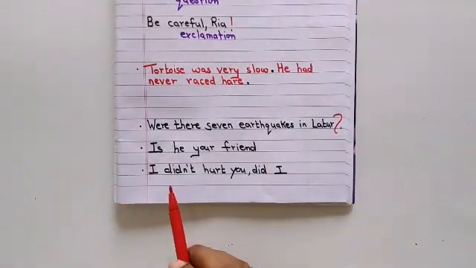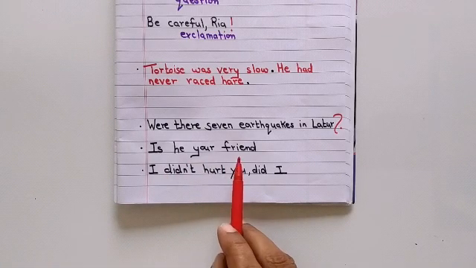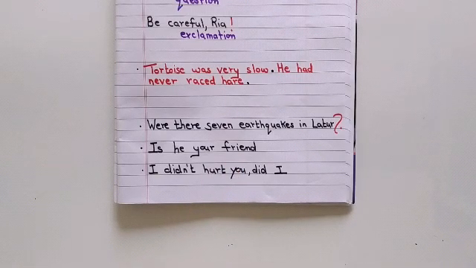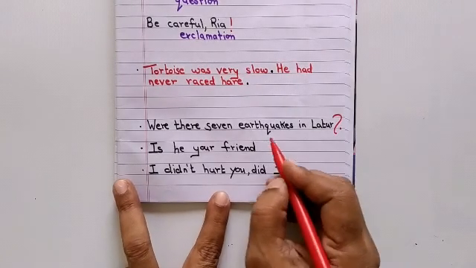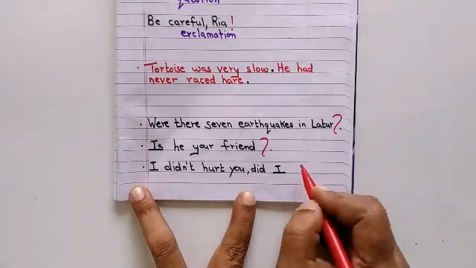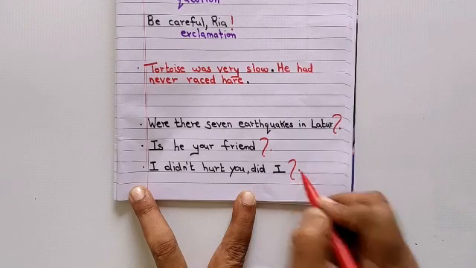Now read the second one. Is he your friend? So, is it a statement? No, I am looking for an answer. Okay, it is a sentence, but I am looking for an answer. See my tone. So, I put a question mark. The last one. I didn't hurt you. Did I? So this too we end with a question mark.